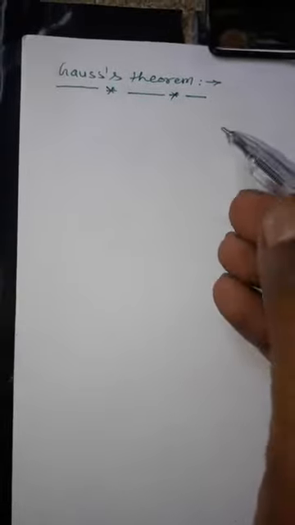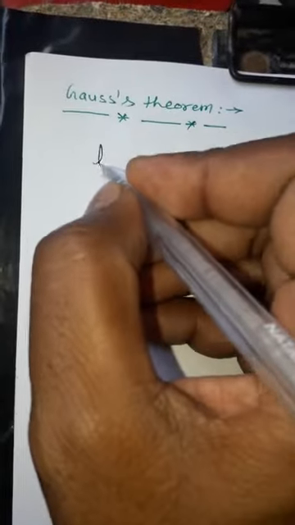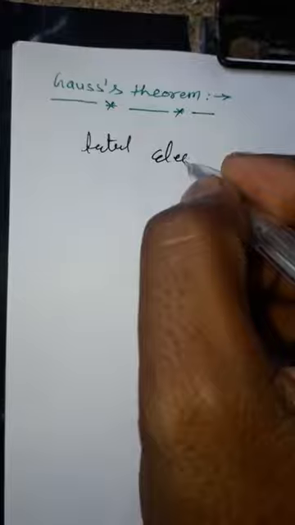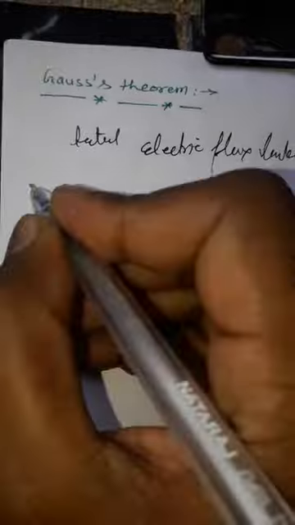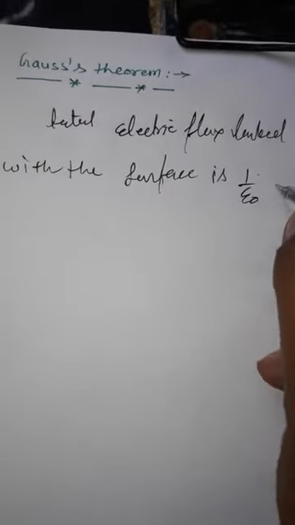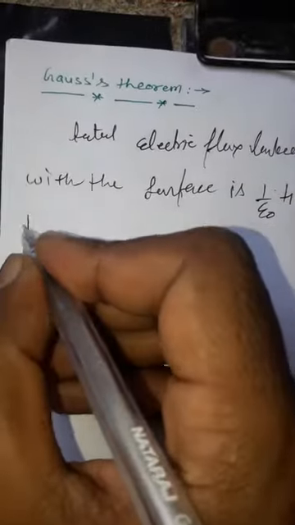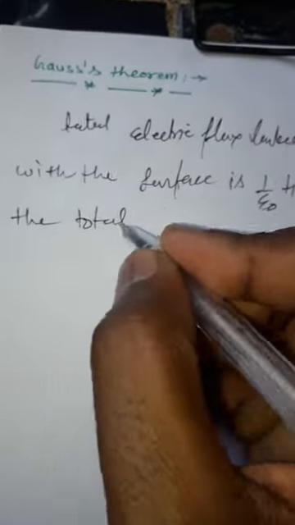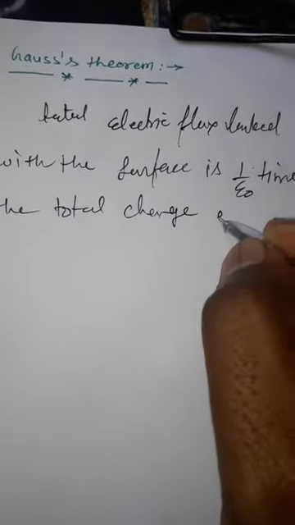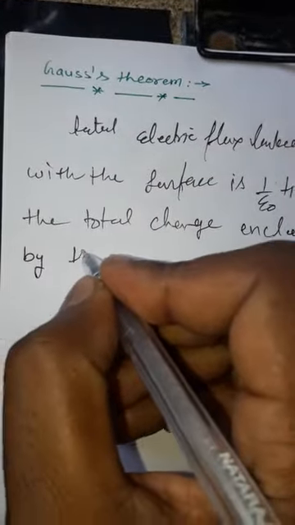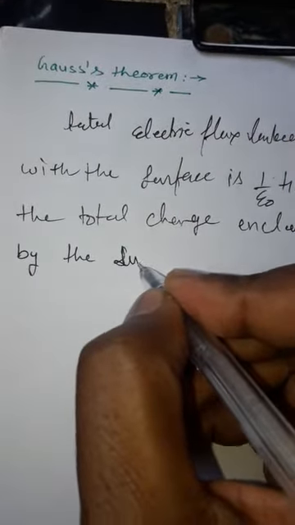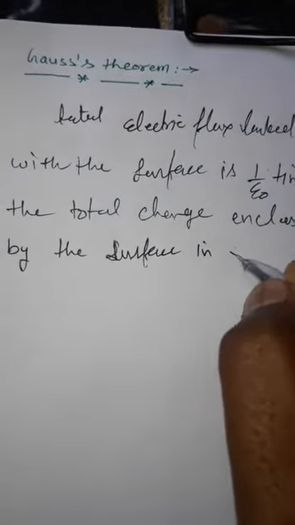So this theorem states that the total electric flux linked with the surface is 1 by epsilon naught times the total charge enclosed by the surface in vacuum.